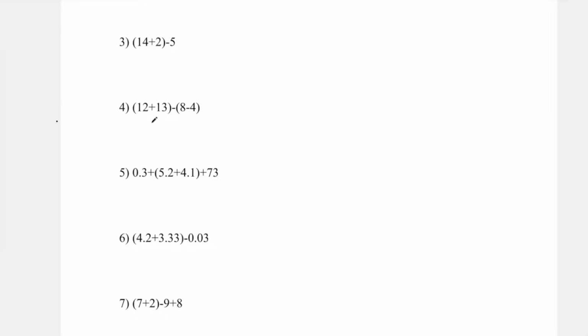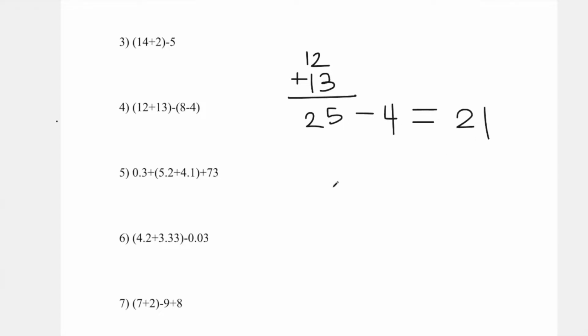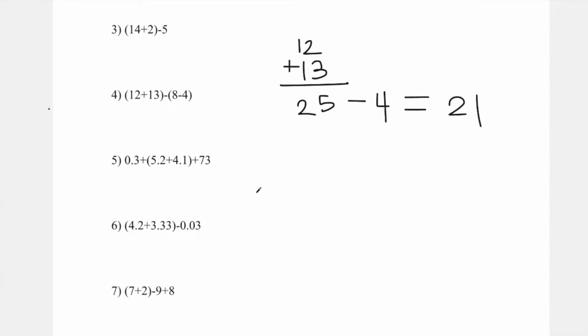Number 4. So first let's work on the first parentheses. 12 plus 13. So 2 plus 3 is 5, and 1 plus 1 is 2. And then if we work on the second parentheses, 8 minus 4 is 4. So 25 minus 4 would equal 21. So 21 would be your answer to number 4.